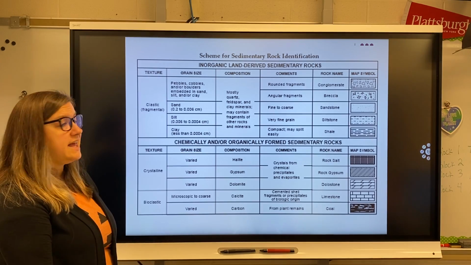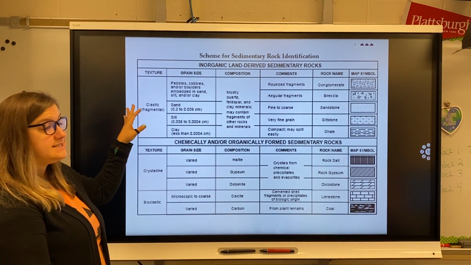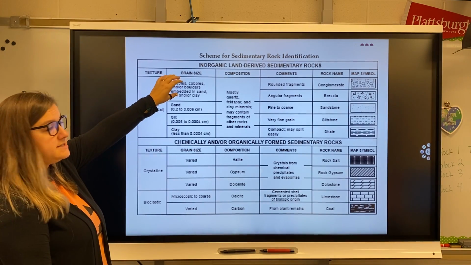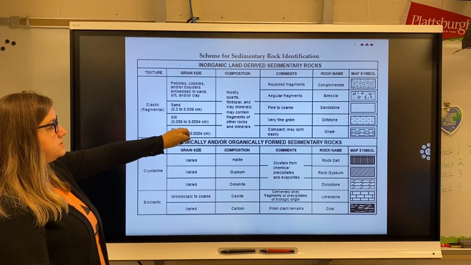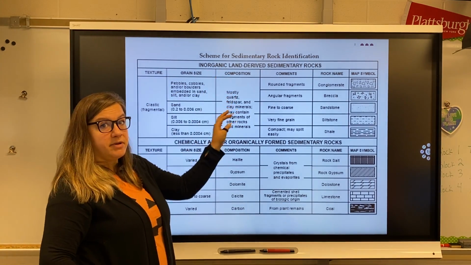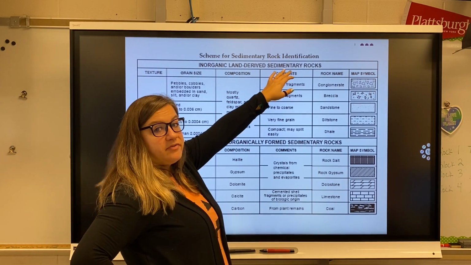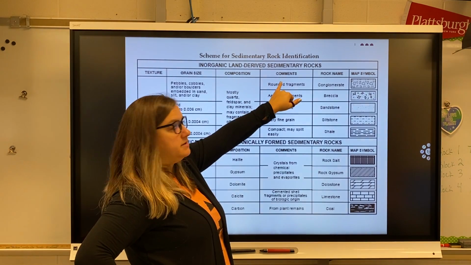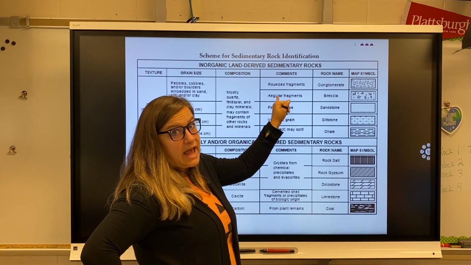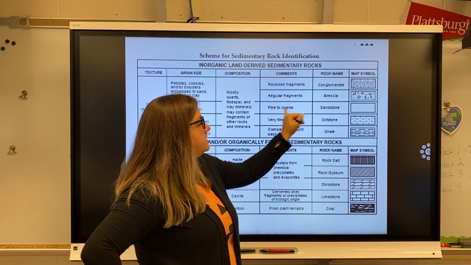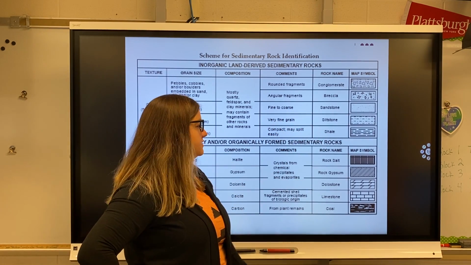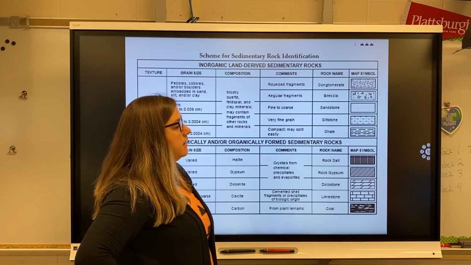So this chart again, clastic. Now you know what clastic means. It means that those fragments were cemented together. The grain size, these are bigger. It gets down to smaller. Then what it's made up of, so the composition. The type of comments, so conglomerate is made up of rounded fragments. Breccia is made up of angular fragments. Sandstone is fine to coarse. Siltstone is very fine. Shale is compact, may split easily.